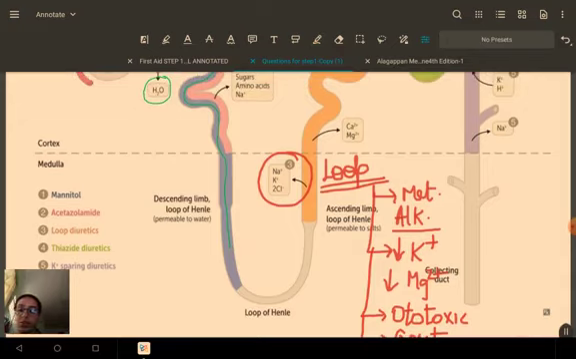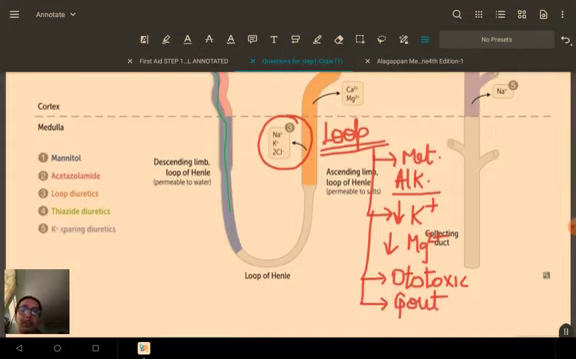What are its uses? It's very useful in heart failure. Loop diuretics are the go-to drugs for heart failure, in cases of cirrhosis, nephrotic syndrome, pulmonary edema. All these edematous states, loop diuretics are extremely useful. In hypertension also it is very useful.